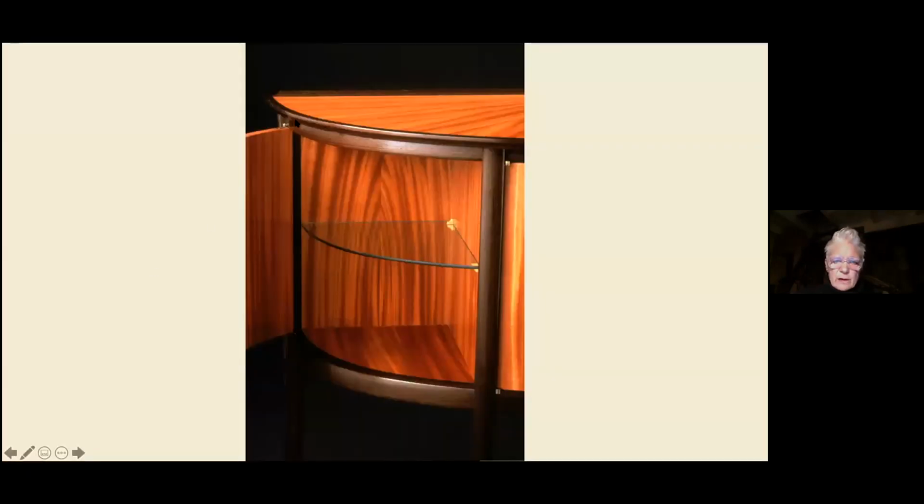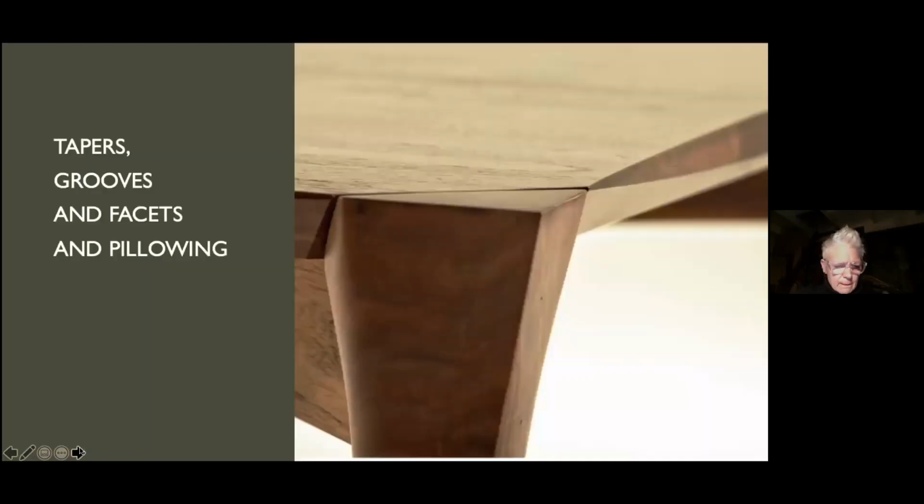Yeah, so this is all bent lamination here. And those are about, oh, they're more than 3/4 inch thick. So you can see right here, I think they're close to an inch thick there. Yeah, so tapers, grooves, facets, and pillowing. These are the little details that can go a long way in adding design interest to your piece.